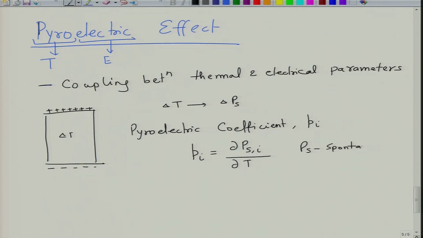spontaneous polarization, and we know that it is a vector, right. It has a unit of Coulomb per meter square. So, as a result pi will have a unit of Coulomb per meter square per Kelvin, and this is also a vector.